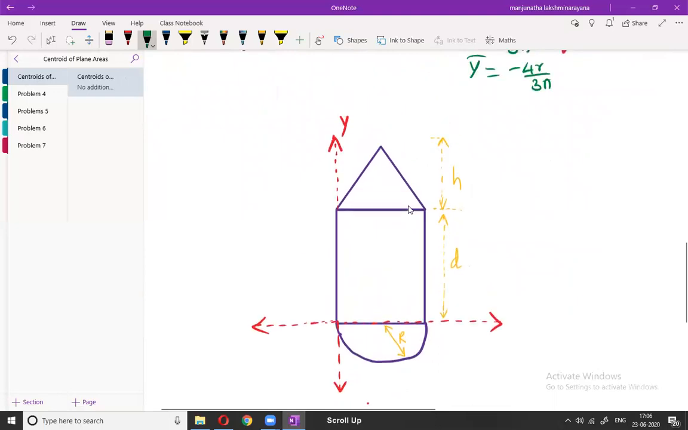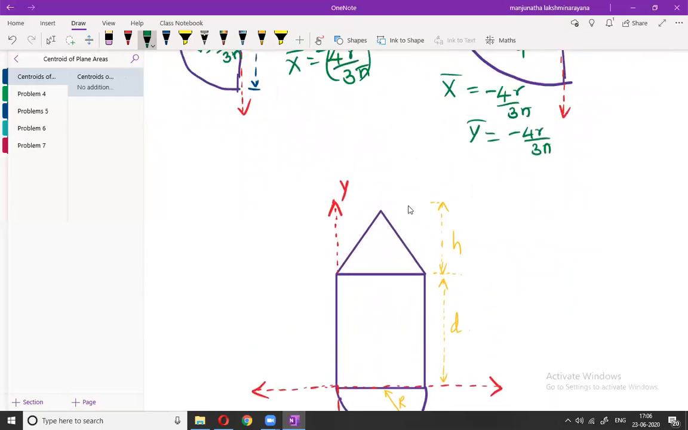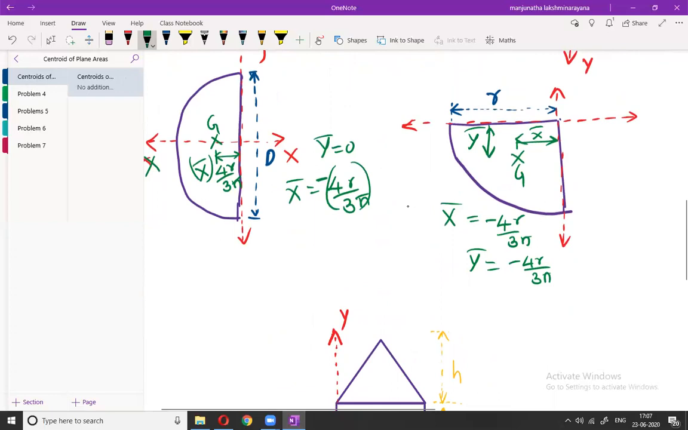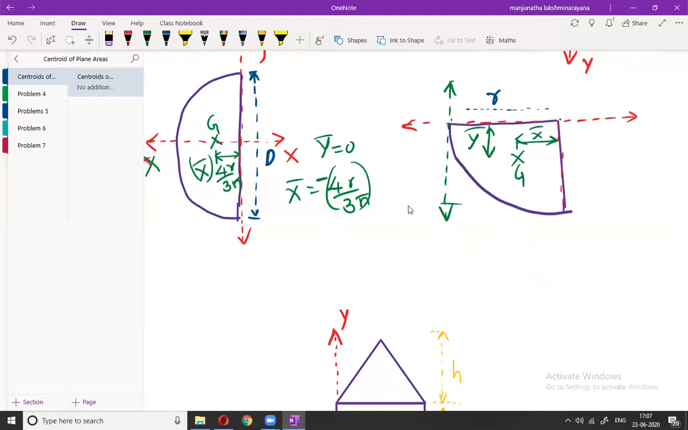Okay, before going further, let me take up one more general example. Instead of considering the x-axis and y-axis here, if I take the y-axis here, what actually happens? Let us see. If we consider this as the y-axis, now let us see what will be the case. Now the x bar is nothing but the distance of centroid from the y-axis. Okay, now this becomes the x bar, whereas earlier this was the x bar, right?